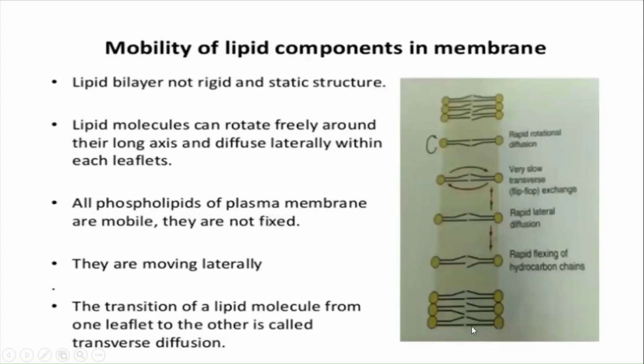Okay. Now, mobility of lipid components in the membrane. We have already discussed this, you already know it, where we talked about the flippase, floppase, and scramblase. So we know that the phospholipids are not static in nature, they are dynamic. They can rotate freely around their long axis and diffuse laterally within each leaflet. What does this mean? They can go from inner to outer, and outer to inner.